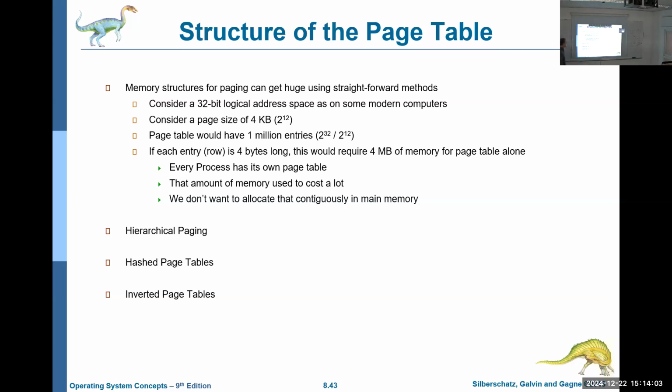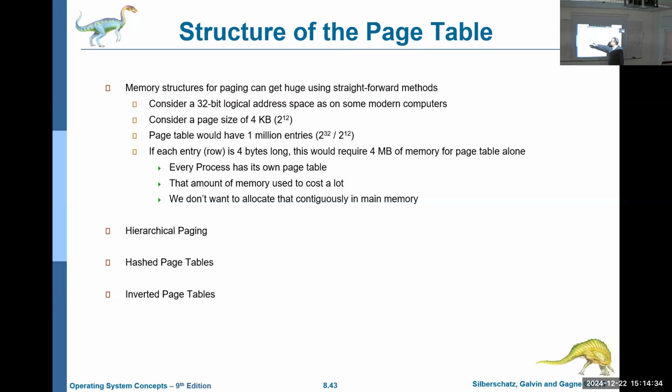So because of that, we have three solutions. The two easy ones are hashed and inverted. But the first one is hierarchical, which we'll start with, which is a little bit harder. This is so we don't have to have it contiguously in memory. We're not going to get rid of this one, that's just the way it is. Actually, in inverted page tables we will get rid of this problem, not just one. But in these two, we'll still have one for each process.